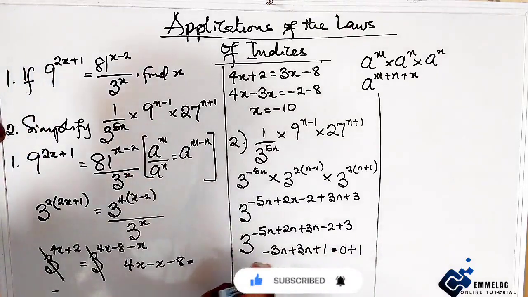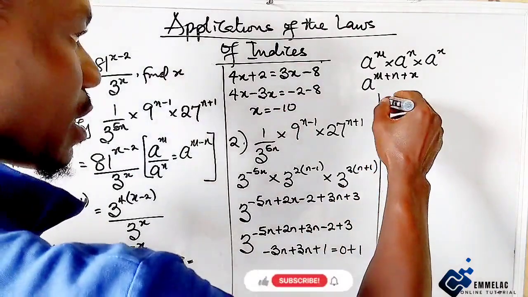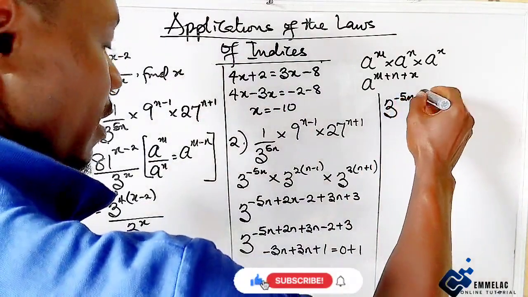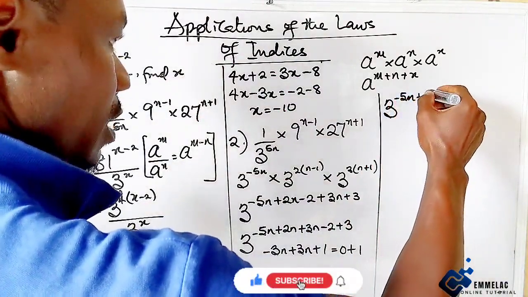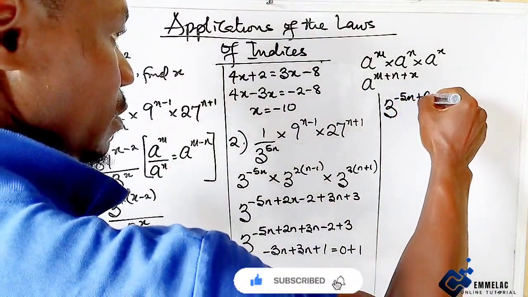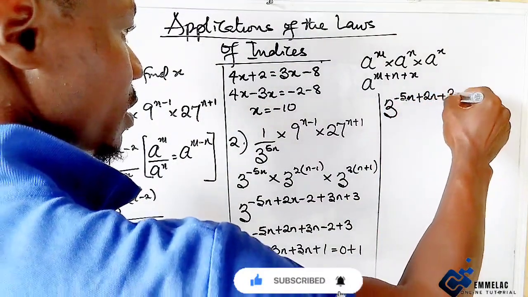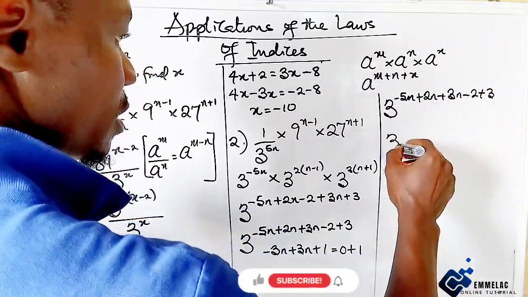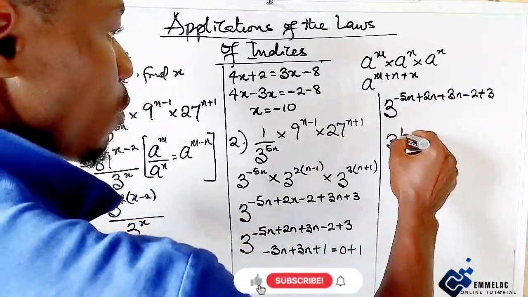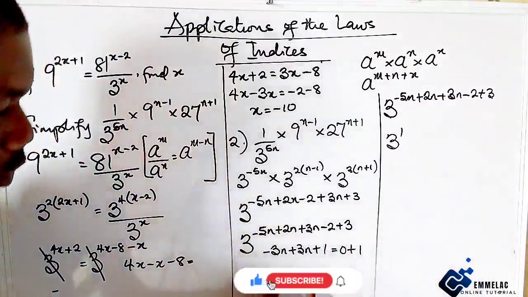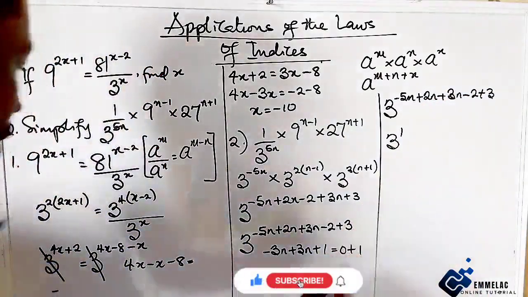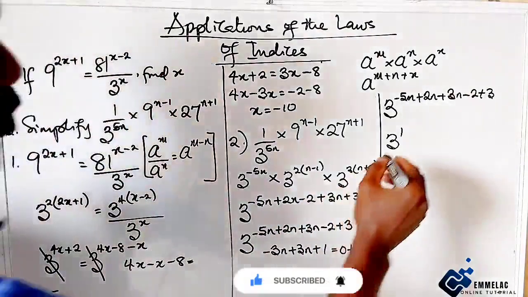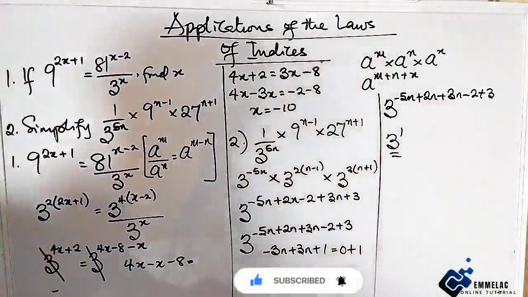Now we've resolved the power, so 3 raised to the power of minus 5n plus 2n plus 3n minus 2 plus 3 will give us 3 raised to the power of 1, because we've resolved the power here. So finally, the answer to this question equals 3 raised to the power of 1.